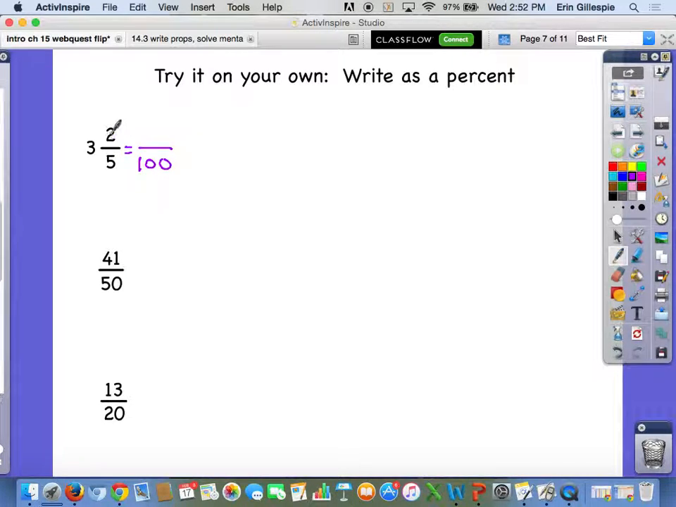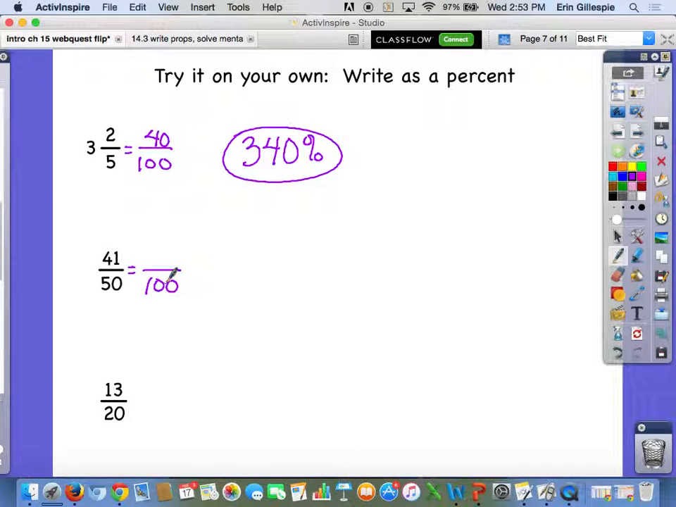So times 20, so 2 times 20 is 40. So it would be 340%. Or you could change that into an improper fraction and do it that way. 41 over 50. Well, 50 goes into 100 twice, so times 2, times 2. 41 times 2 is 82. So that'd be 82%. 20 goes into 100 5 times, so 13 times 5 is 65, so that would be 65%.